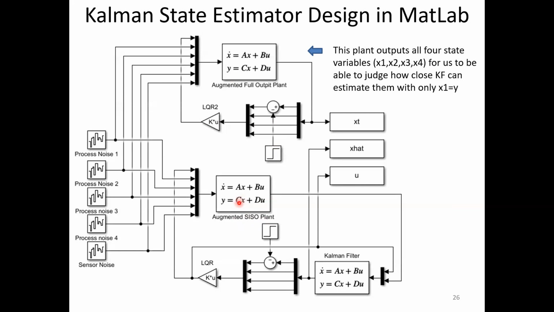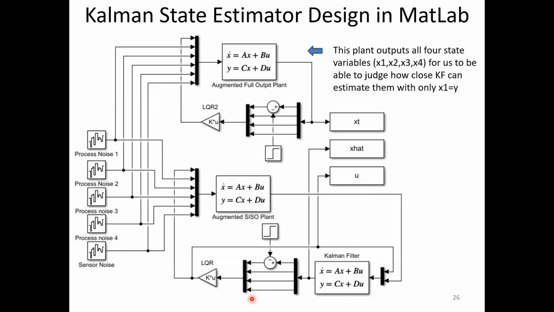This C is just a vector 1, 0, 0, 0. It's a row vector, so that when you multiply with x1, x2, x3, x4, you only get x1, the first variable, as y. Now the problem is you cannot use this one for LQR, because LQR needs 4 states. LQR is a state feedback regulator, so you need to provide LQR all 4 states.